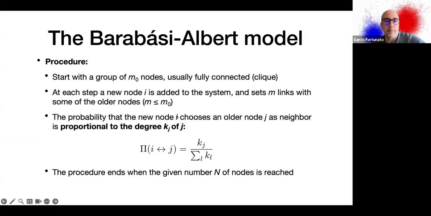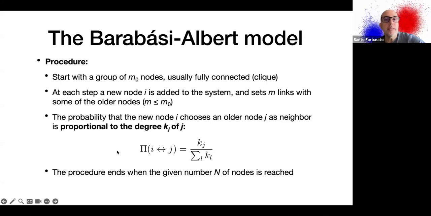I remind you what it means to do something with a certain probability. It means you generate a random number between 0 and 1 and compare it to the probability. If that random number is smaller than that probability, then you do the certain thing. In this case, you create the link between I and J, otherwise I and J remain disconnected.